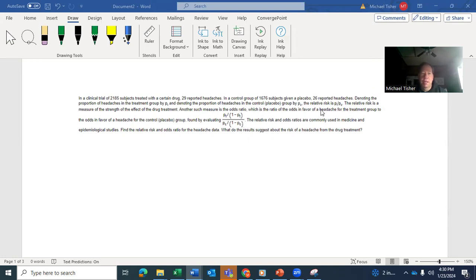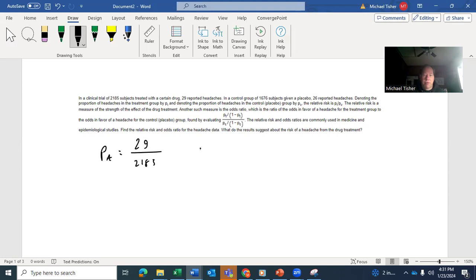All right, so let's see. The relative risk is PT over PC. Now PT is the proportion of headaches in the treatment group, and to get that, we'll just find the probability of getting a headache. So for PT, we have 29 reported headaches out of a total of 2185. So this is the probability that the treatment group got a headache.